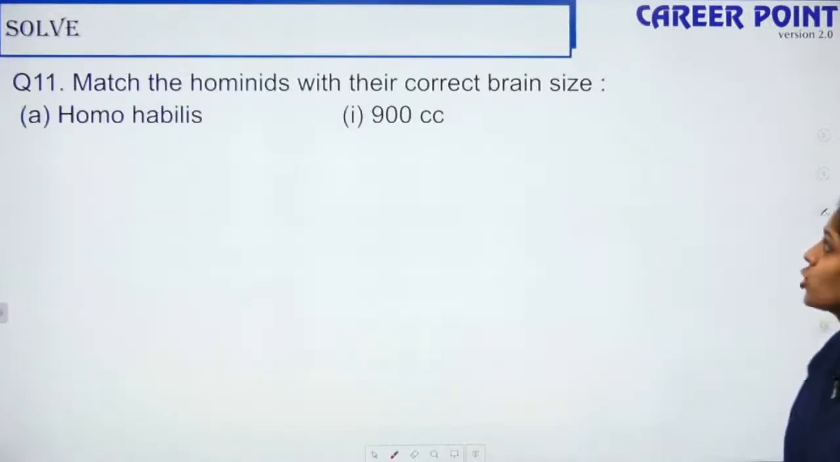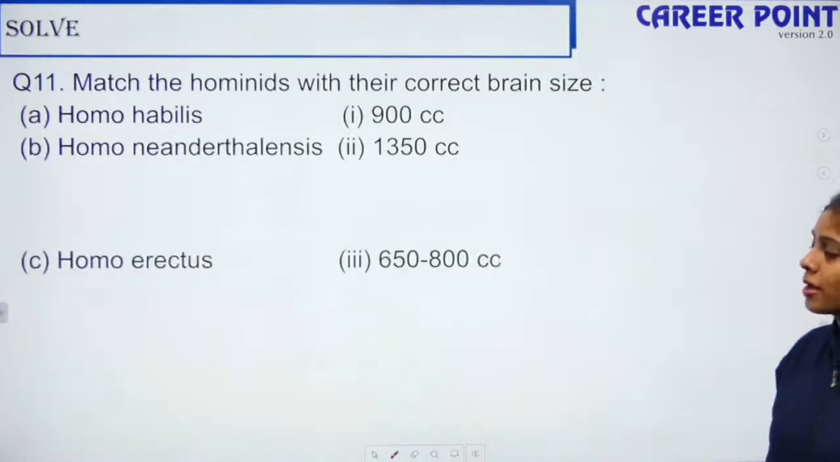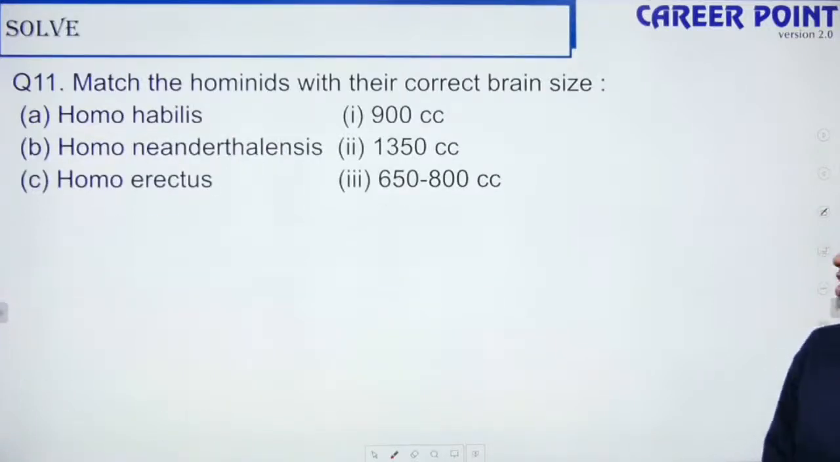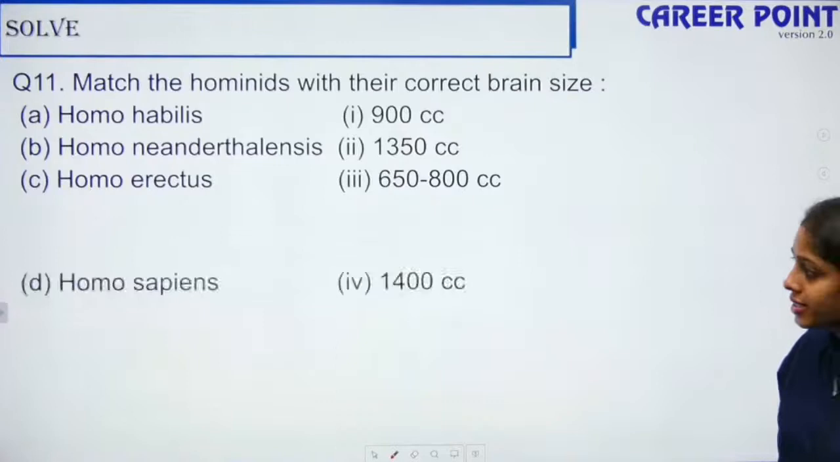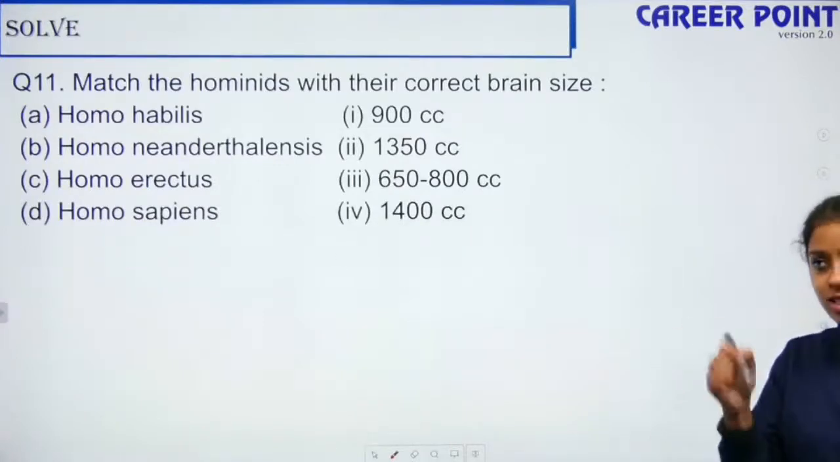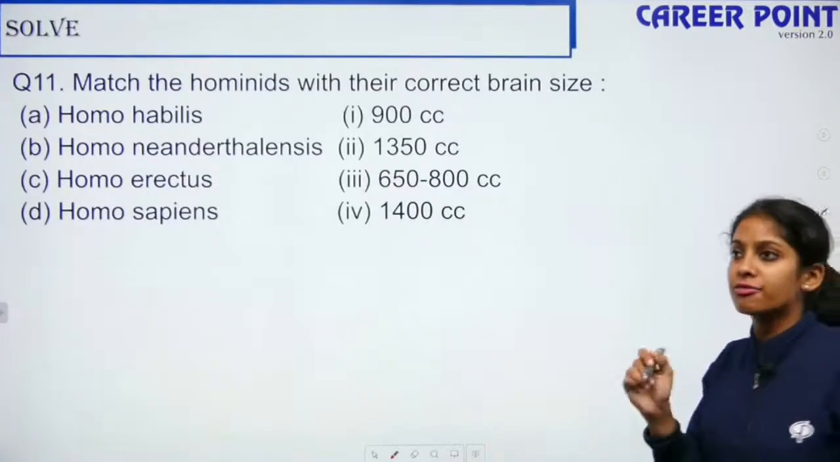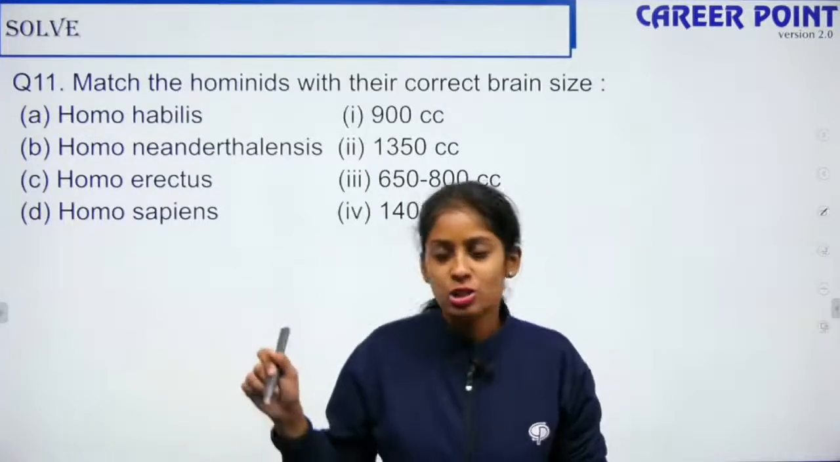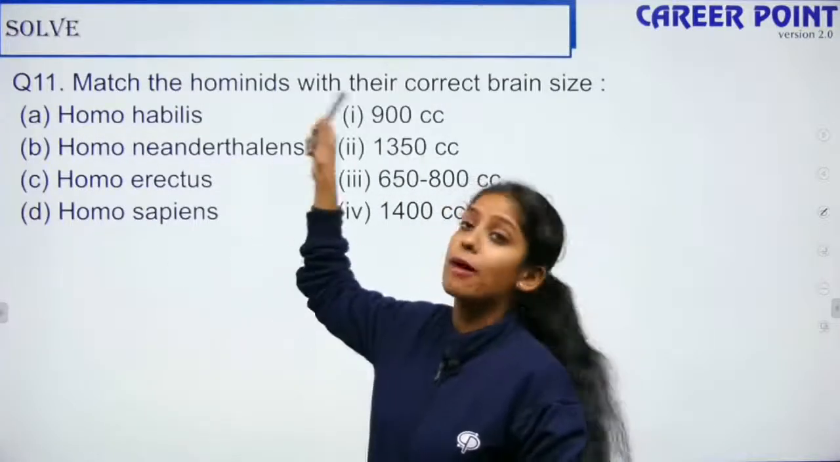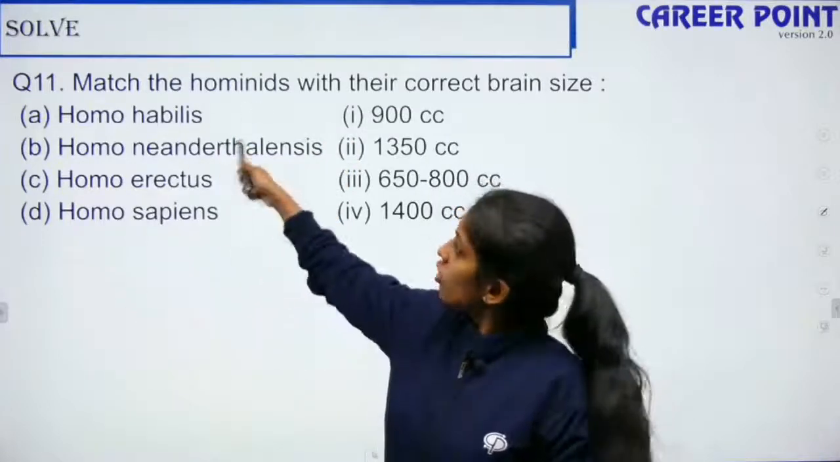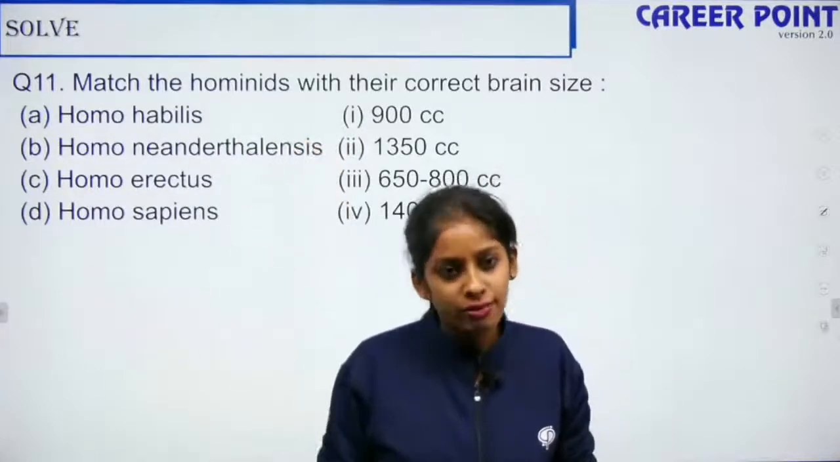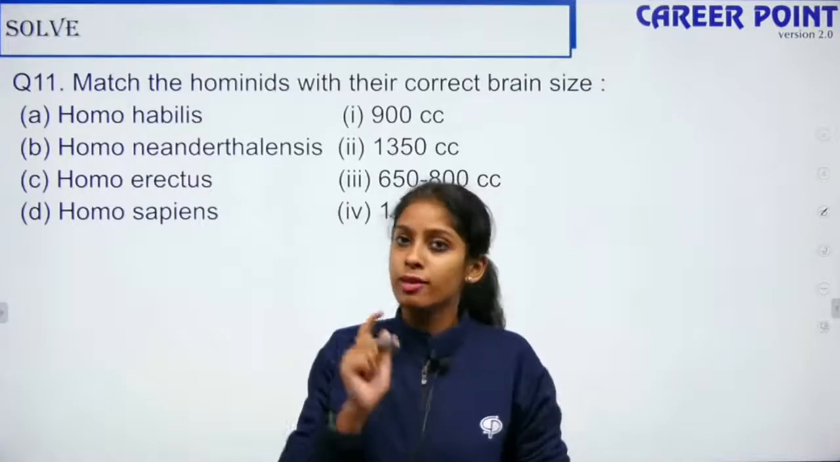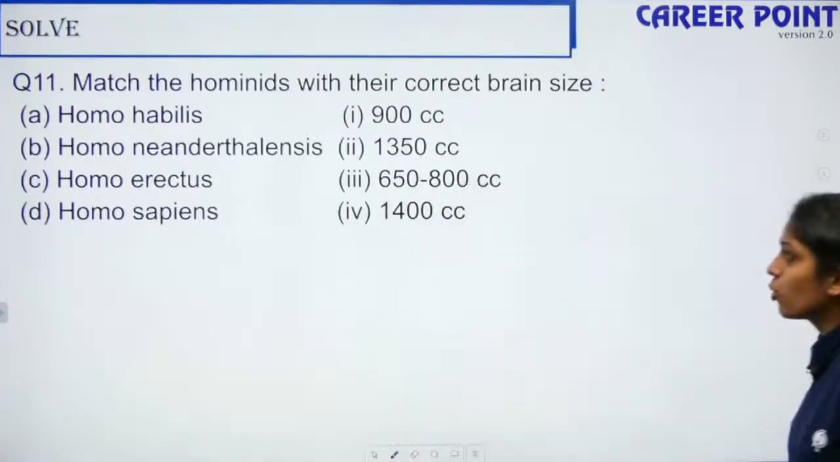Match the hominoids with the correct brain size. This is from the evolution topic. Homo habilis, Homo neanderthalis, Homo erectus and Homo sapiens. This time when I teach evolution after molecular basis of inheritance, I have made a tabular column for these people. They also have nicknames, so I will give you that tabular column. Please remind me if I forget.